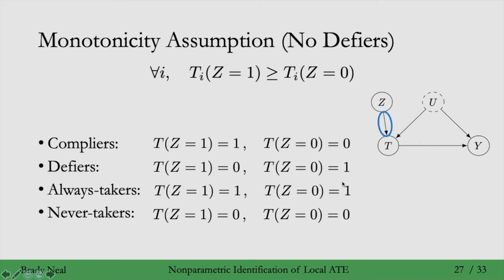So 1 equals 1, so it doesn't violate greater than or equal to, and 0 equals 0, so it doesn't violate greater than or equal to. So that's why by making the monotonicity assumption, we are getting rid of the defiers group. We are assuming that there are no defiers.